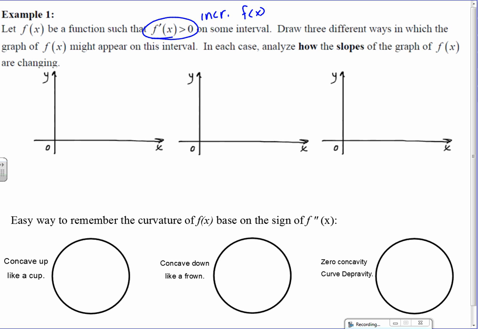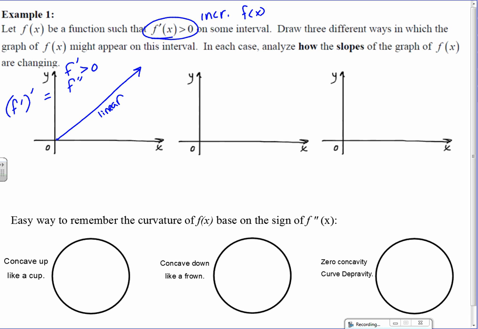Draw three different ways that this might appear. Let's do a simple one first. It could just be linear, a nice linear function that is increasing. So my f prime would be greater than 0. My f double prime, well, what does f double prime represent? Well, f double prime really is the derivative of the derivative, isn't it? So it's the rate of change of the rate of change.